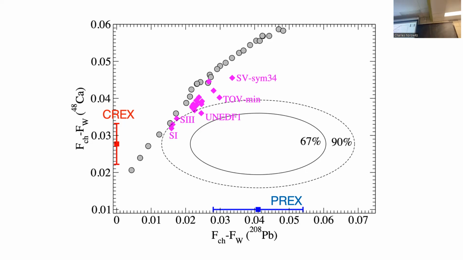Is there any way of putting supernova information into the picture?